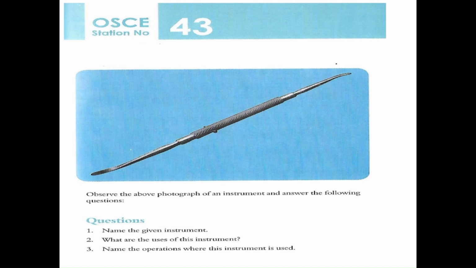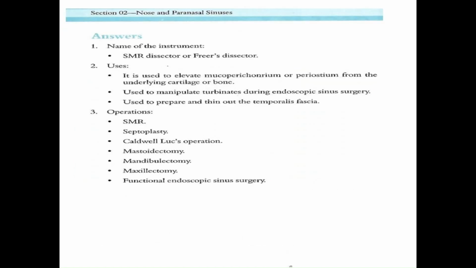Observe the above photograph of an instrument and answer the questions. Name the given instrument and its use. Name the operation in which this instrument is used. It is Freer's dissector. Used to elevate mucoperichondrium or periosteum from underlying cartilage or bone. Used to manipulate turbinates during FESS. Used to prepare and thin out temporalis fascia.